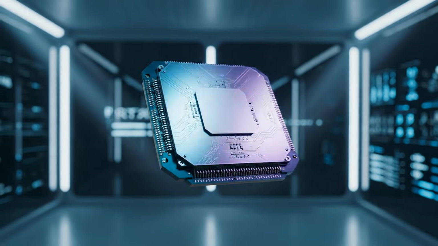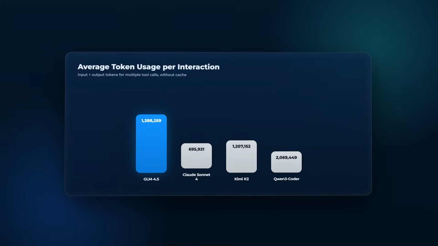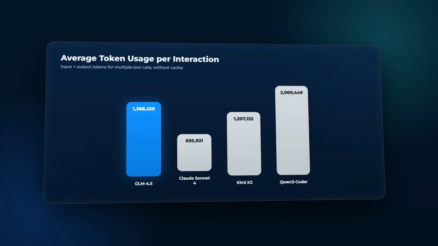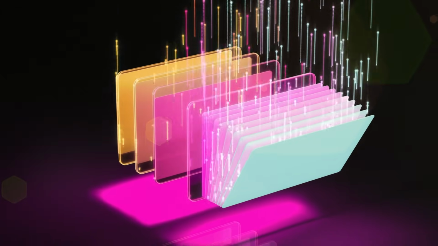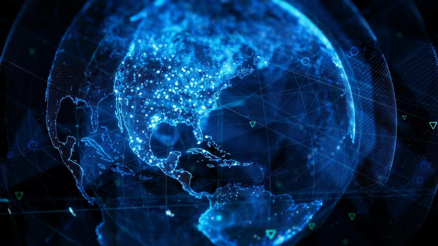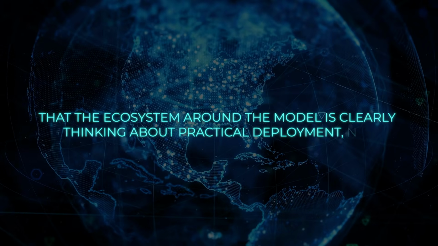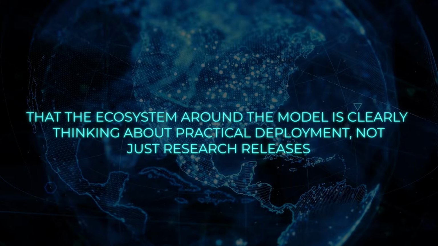And it's being advertised as compatible with common coding agents, which means you can swap it into the same workflows people already use. There's also mention of performance on specific hardware setups, including very high token throughput for earlier GLM versions on specialized inference providers. The point isn't the exact tokens per second figure. The point is that the ecosystem around the model is clearly thinking about practical deployment, not just research releases.